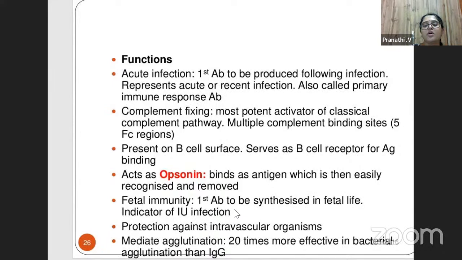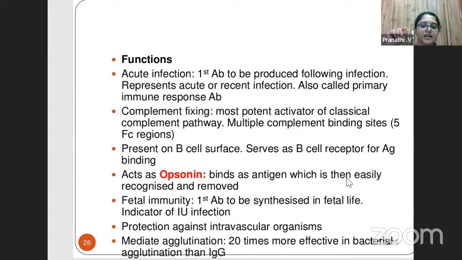It helps in opsonization, where it acts as an opsonin. It binds to the antigen, and because of its highest molecular weight, this whole entity is easily recognized, and then the antigen is broken down by the different complement fixation pathways. It is also the first antibody to be synthesized in fetal life, and an indicator of any kind of infection present in the uterus, intrauterine infection.